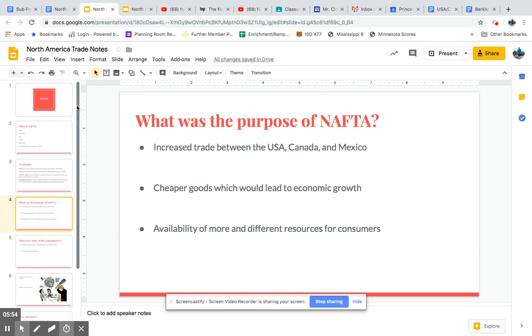Shoes that might be made or produced in Mexico, they can be made cheaper, and we'll watch some videos on this here in a minute, which saves you, the consumer, right? If products are being produced cheaper, it's going to save the consumer. And then third, the availability of more and different resources. Like I mentioned, each country has their own unique resources that aren't seen in the other two countries, or maybe they're not as common. So this allows for people and businesses from USA, Canada, and Mexico to have the availability of different resources for production, but also consumers have cheaper and more available goods.